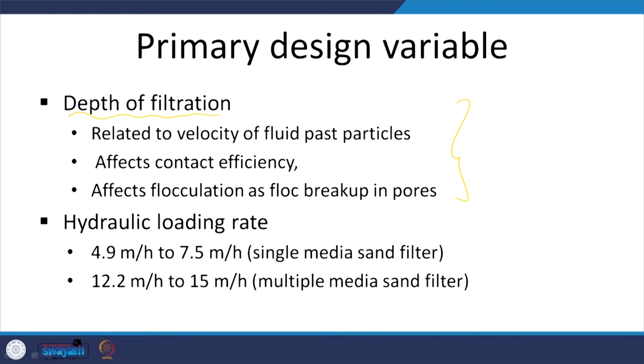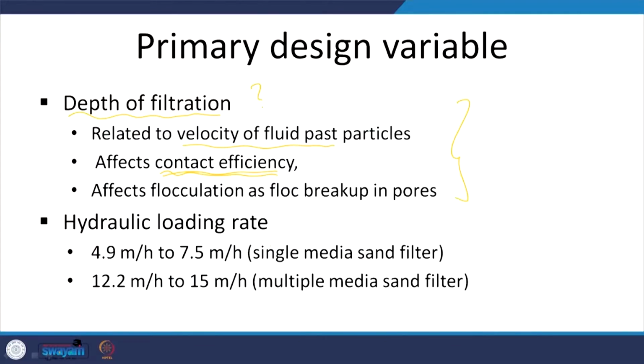So the first aspect is depth, right? What should the depth of the filtration be, and what does that depend upon? Obviously the velocity of fluid past the particles, or the filtration rate in a way. And why is that important? Because we looked at contacts, how many contacts are leading to removal. So it will affect the contact efficiency, and it will also affect flocculation, as floc breaks up if the speed is too high. So that's something to keep in mind. So depth filtration will have to be taken into account. Well, here is one aspect, obviously.